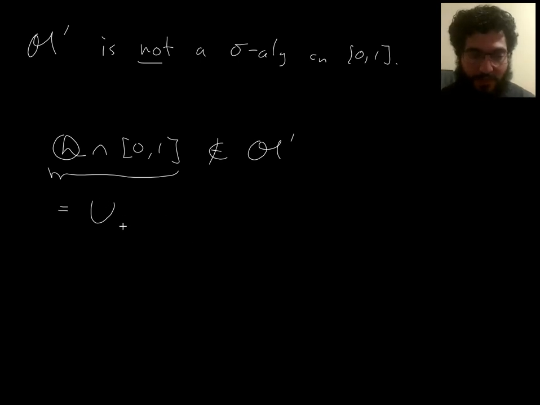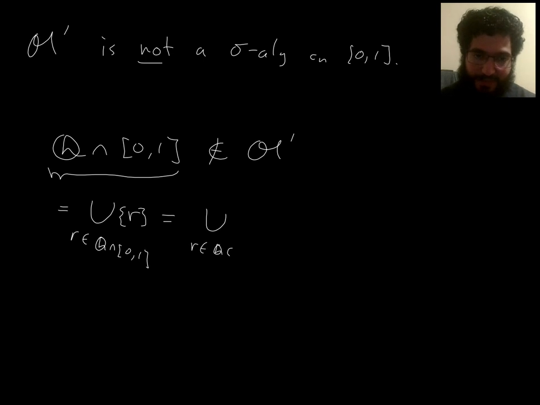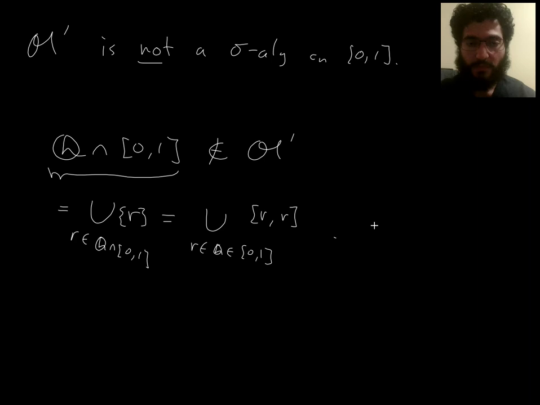So this could be written as the union of all the r's in singleton r. So just write it as a union of singleton sets. These singleton sets are definitely Jordan measurable because they're elementary sets, because they are intervals in this sense. So this is a countable union of Jordan measurable sets, but it is not Jordan measurable. So the set of Jordan measurable sets fails to be a sigma algebra.